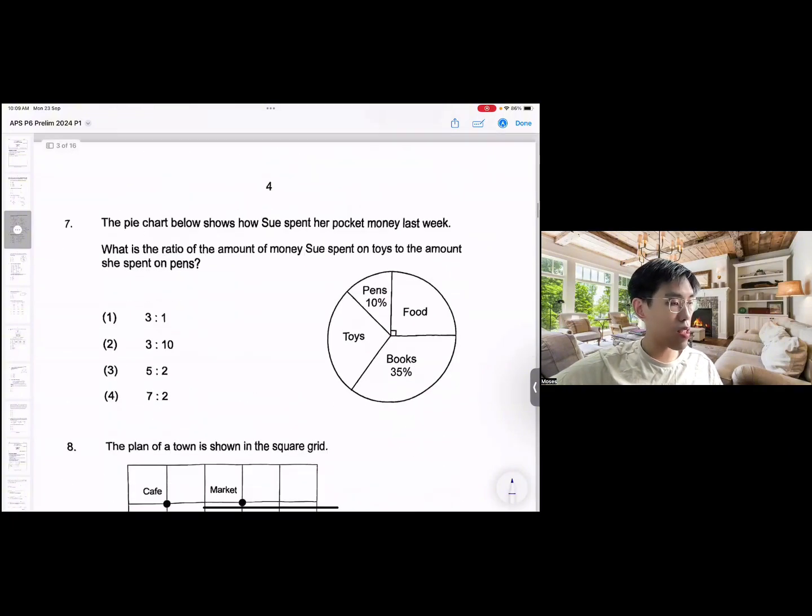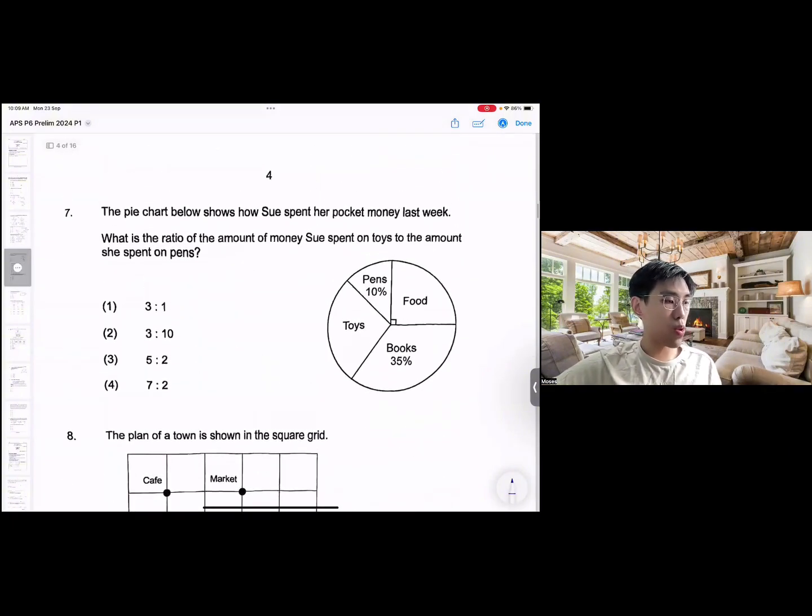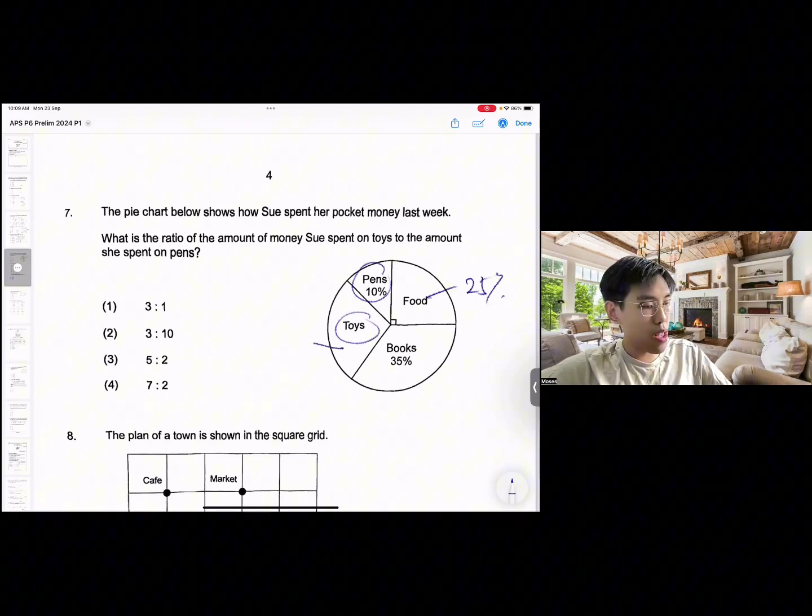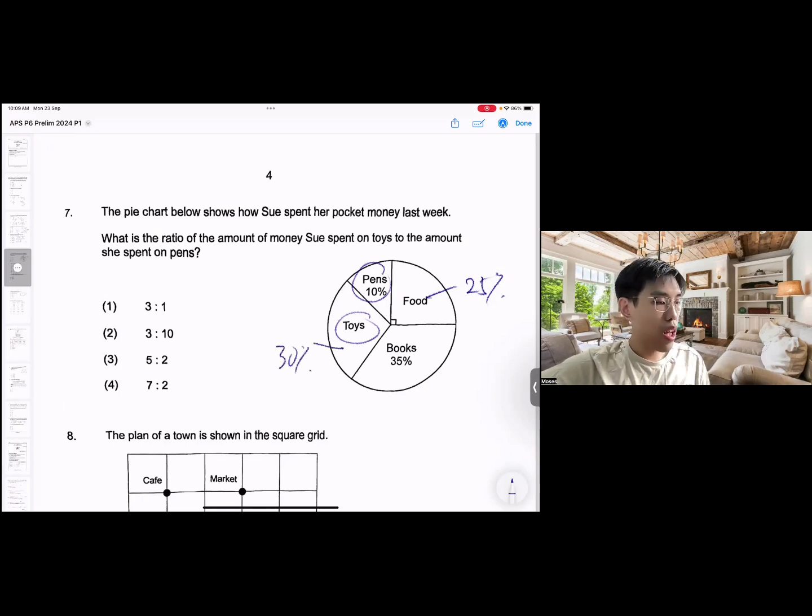Okay, next, 7. The pie chart shows how Sue spent her money last week. So this one we must immediately see that it's 25%. What is the ratio of money spent on toys to pens? So this is 25, 35 is 60, 60 plus 10, 70. So toys is 30. So toys to pens, ratio 3:1.